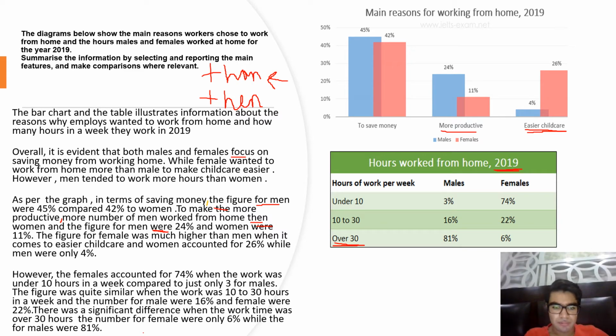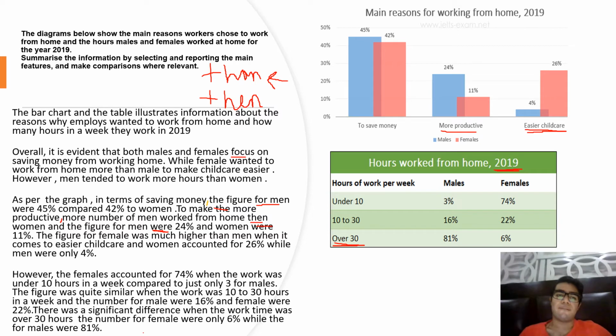The figure for females was much higher than men when it comes to, this is a good sentence. This is a really good sentence. Just put an S after female, so make it plural, but it's a really good sentence. The figure for females was much higher than men when it comes to easier health, when it came to easier healthcare, because you're talking about the past. Don't change the tenses.